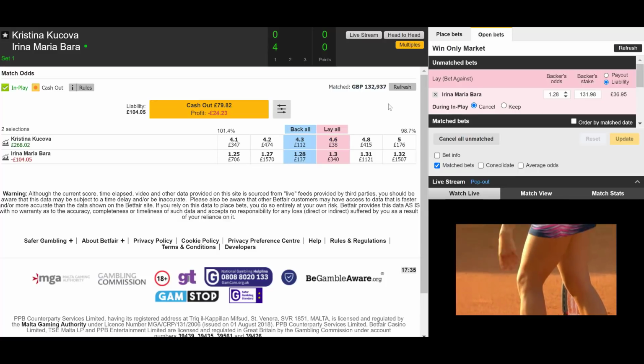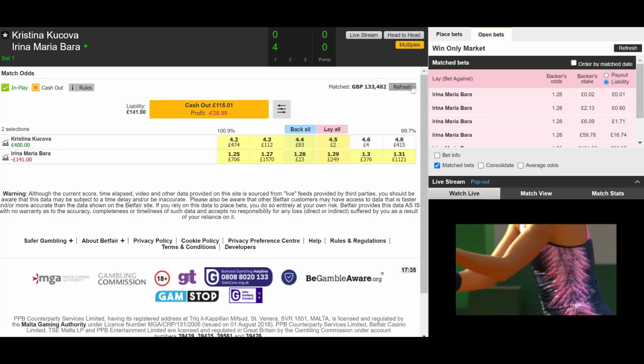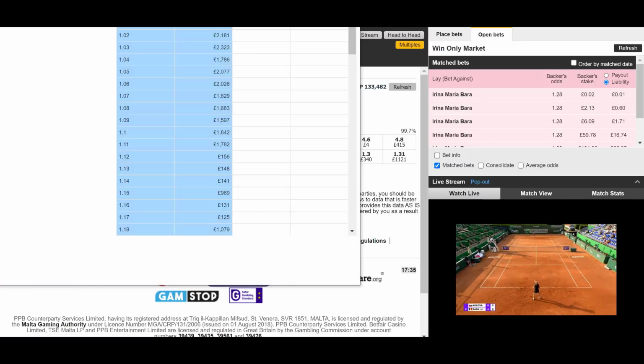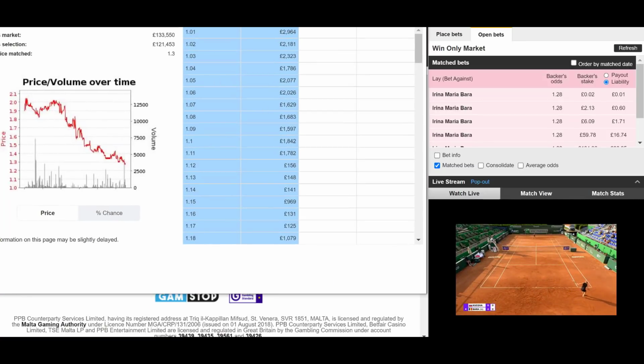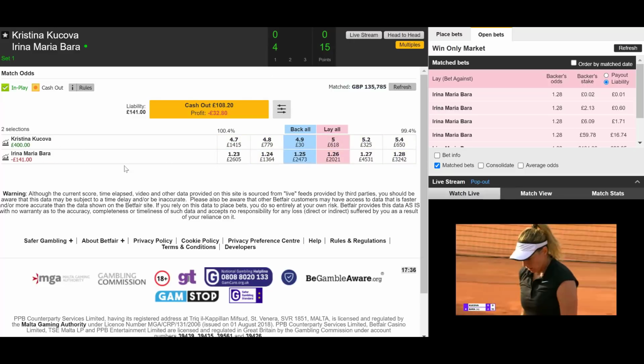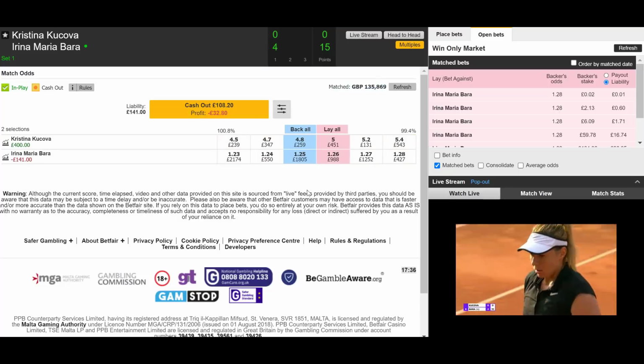Now this is pretty much hitting the support zone, so we know that we're going to exit at the end of the first half, regardless. And this price can't go to 1.01 in this first set. So it's pretty much gone as far as it's going to go. And now we're just going to look to see if Kukova can win a game or two, and then we can look to try and relieve some of the liability.